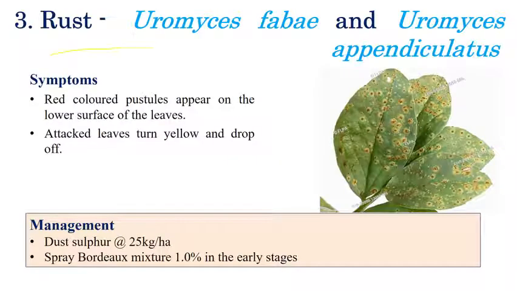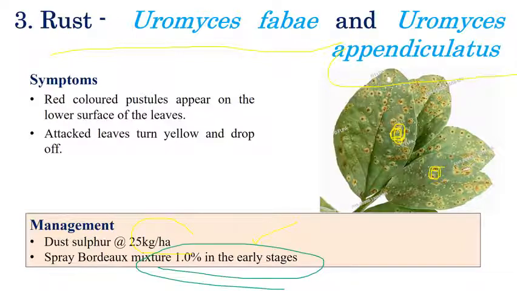Coming to the rust, which is caused by Uromyces fabae or Uromyces appendiculatus. Initially, symptoms can be seen on the lower surface of leaves. In this picture it might look like symptoms appear on the upper surface, but actually symptoms appear on the lower surface of leaves. Brown or red colored lesions can initially be seen and later turn yellow. Drooping of leaves can also be observed. Coming to management, dusting of sulfur at the rate of 25 kg per hectare or spraying Bordeaux mixture at 1% concentration can be recommended at earlier stages of this disease.